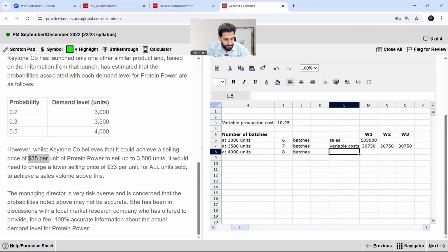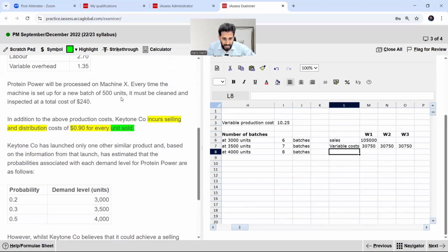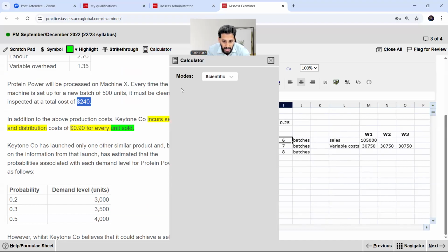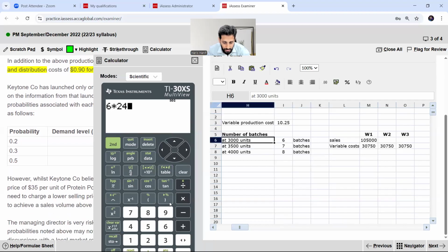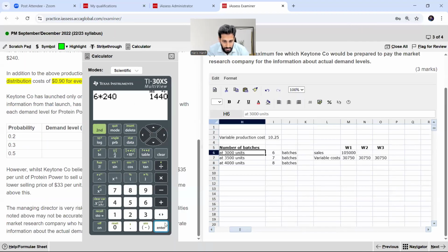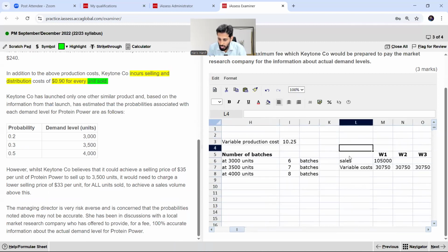And the next one is about the setup cost. This is 240 per batch, right? And how many batches are there? There are a total of 6 batches. So let's open the calculator. 6 batches in 3000 production. So see that 6 multiplied by 240 is 1440. So 1440 is my setup cost. But setup cost is being measured in the form of batches.